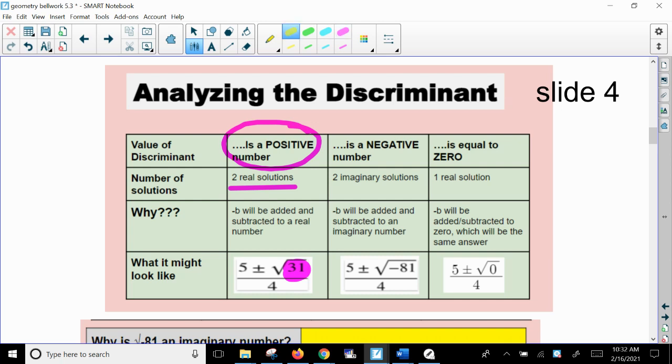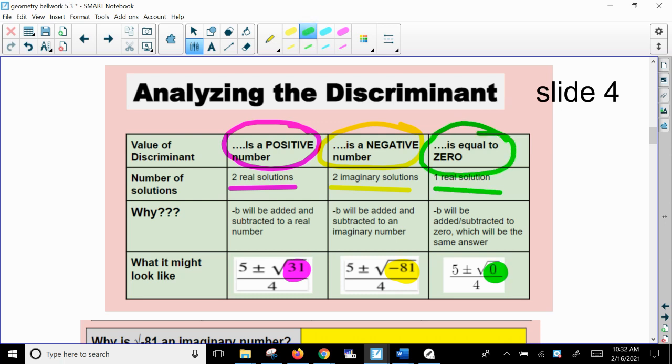When the discriminant is less than 0, that means it's a negative number. So if you get a negative number underneath the square root, you will have two imaginary solutions. Again, if I do 5 plus square root of negative 81, I get one answer. And if I do 5 minus square root of negative 81, you get a different answer. So that means two different answers. These answers are imaginary. When your discriminant is equal to 0, you only have one real solution.